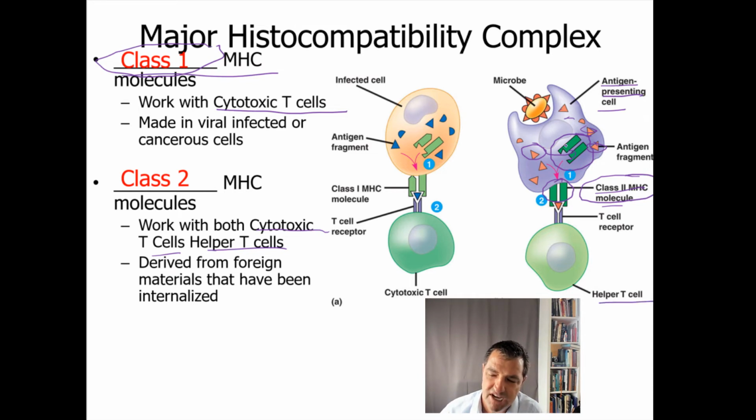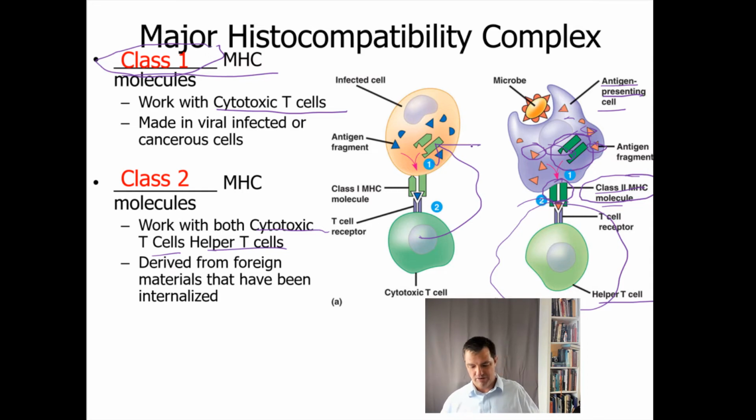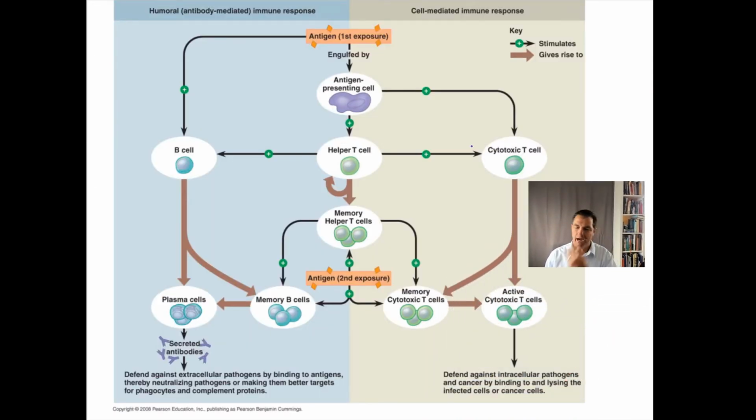Now, a helper T cell isn't going to kill this cell. It's going to trigger a response that communicates with other cells. Whereas with the class 1 MHC, the cytotoxic T cell is going to kill this thing directly. Now, you have your antigen, and again, the antigen is the invader. It's the thing coming in.